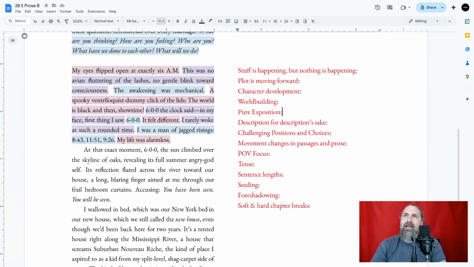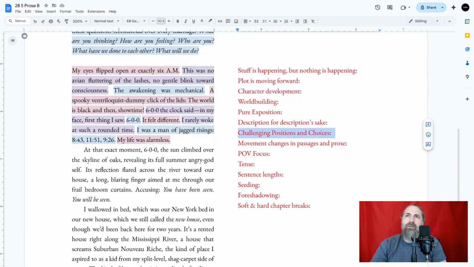It definitely has some of this right here. Doesn't have this, and it definitely doesn't have these two things. We are challenging the positions. How are we doing that, Thomas? That's a great question. "My eyes flipped open at exactly 6 a.m. This was no avian fluttering of the lashes, no gentle blink towards consciousness. The awakening was mechanical, a spook event." Okay, I know, too.